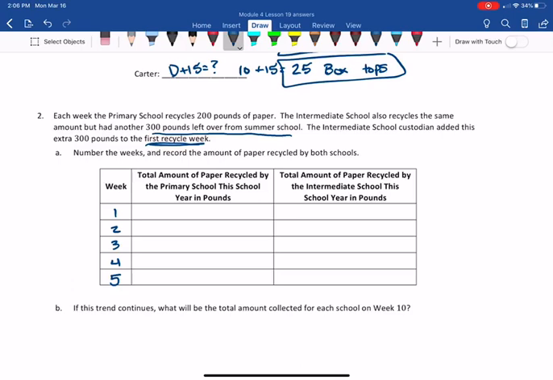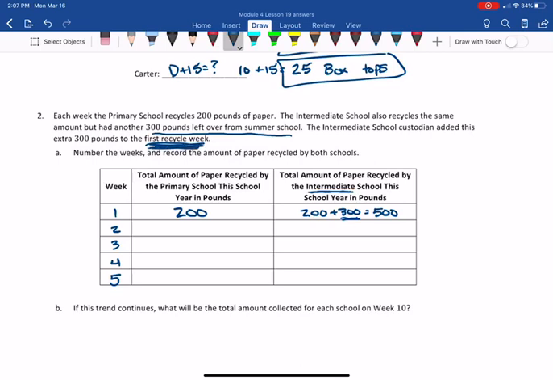So the amount of paper recycled by the primary school, they have 200 pounds per week. Now, they didn't have any from summer school, so on week 1, it would be 200. But if I look at my intermediate school, remember they had a lot left over from summer school. So if they do the 200 per week plus the 300 from summer school, in week 1 they had 500. Now you're not going to worry about the 300 every week. It was just for week 1, like we stated here.